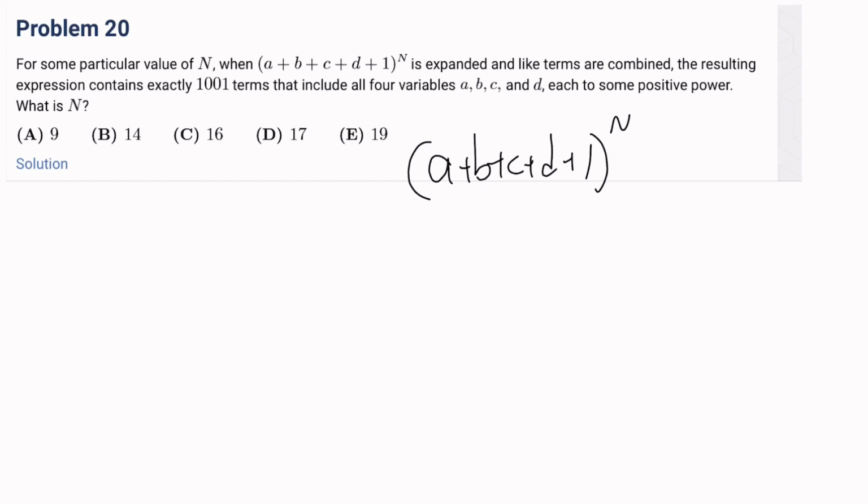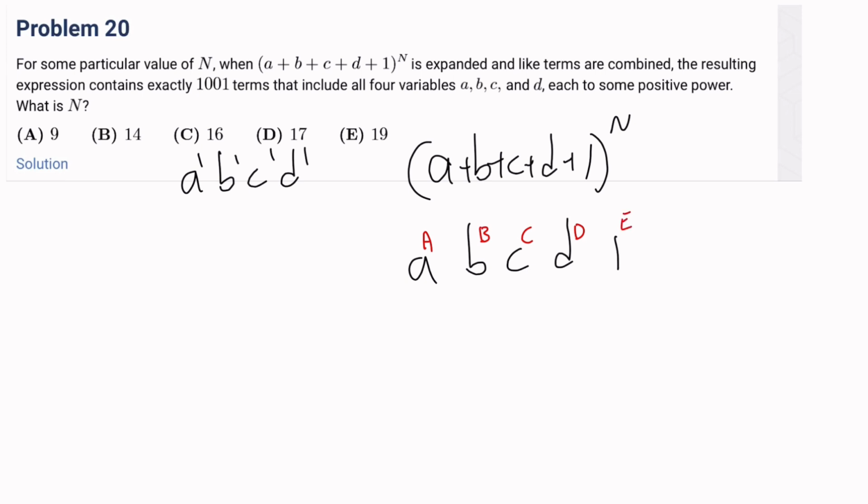And so we need at least a^1, b^1, c^1, and d^1, right? So for the powers of a, b, c, d, which could be from 0 to anything, we have to take away 4 from this value, because we need to guarantee at least 1 for each, and then divide the remaining n minus 4 between a, b, c, d, and the constant 1, right? And so this becomes n minus 4, right?